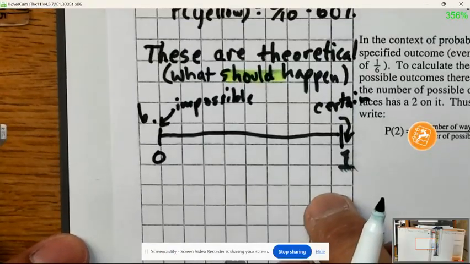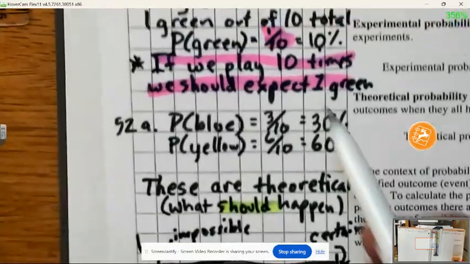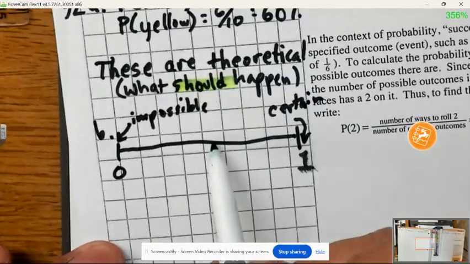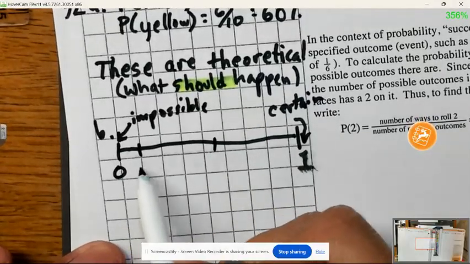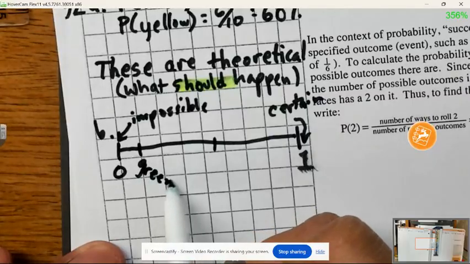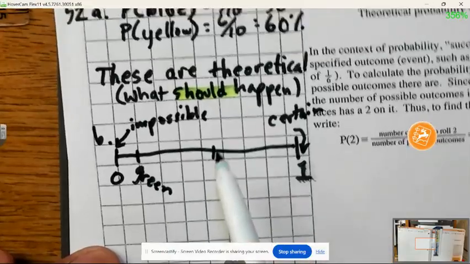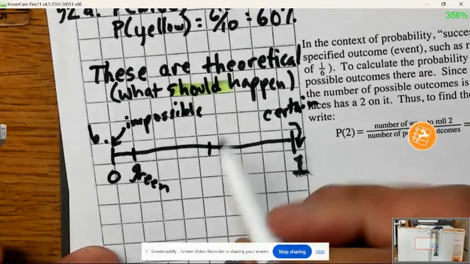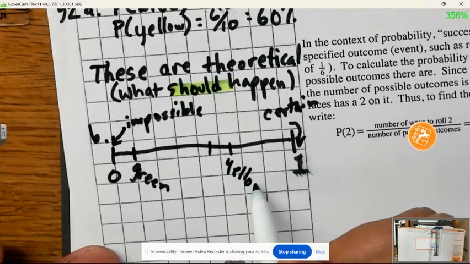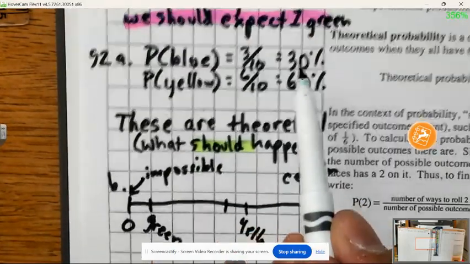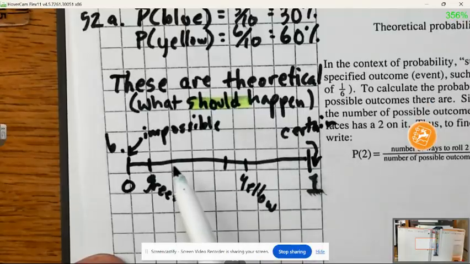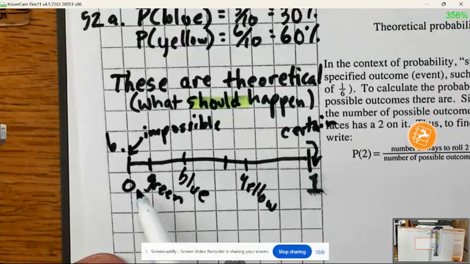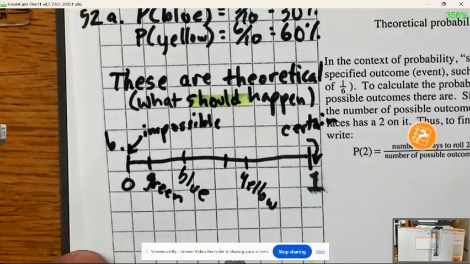Okay, so where would green fall? If we know that green is 10%, see here's, this would be 50%, so 10% would be somewhere around here. So this is green. Where would yellow fall? Yellow is 60%, so that's 50%, 60% would be somewhere here. And then blue would be 30%, so we just basically cut this. 30% would be approximately here for blue. That's almost a third of the way.